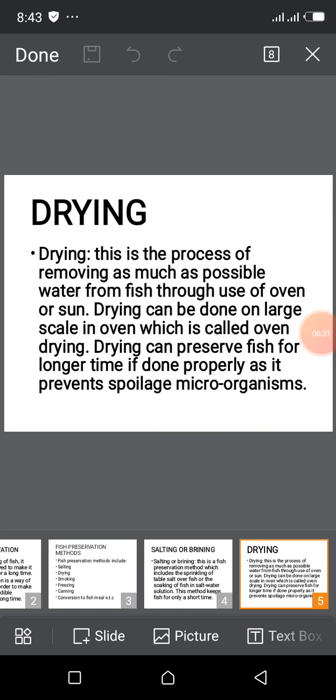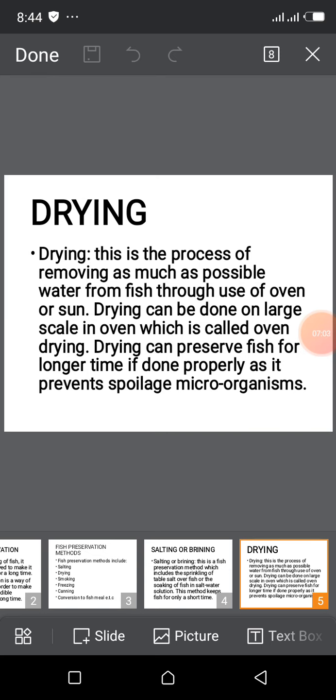Now let me explain why drying could be used as a means of preserving fish. Studies have told us that microorganisms thrive well, grow well, and reproduce very well in the presence of moisture. Moisture is just talking about water content. So when the water content in a substance is very high, microorganisms could grow very fast and reproduce.